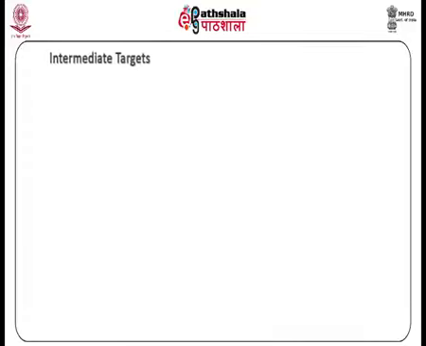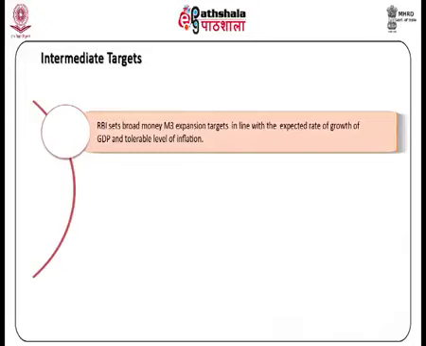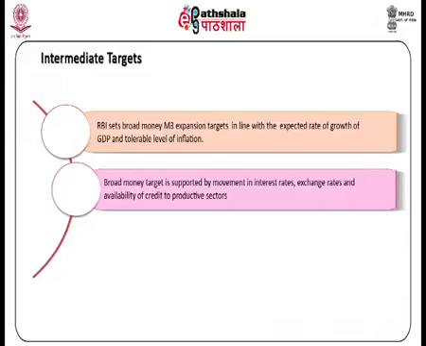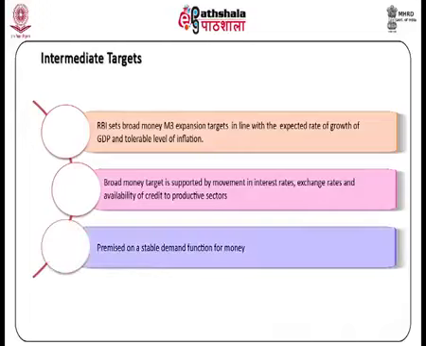The conduct of monetary policy in India has traditionally proceeded with the help of an intermediate target, which the central bank could influence directly and which bears a reasonably close relationship with the ultimate objectives. The Reserve Bank of India sets indicative broad money, M3, expansion targets in line with the expected rate of growth of GDP and a tolerable level of inflation. The broad money target is also supported by a number of other indicators such as movement in interest rates, exchange rate, and availability of credit to productive sectors of the economy. Monetary target is premised on a stable demand function for money.